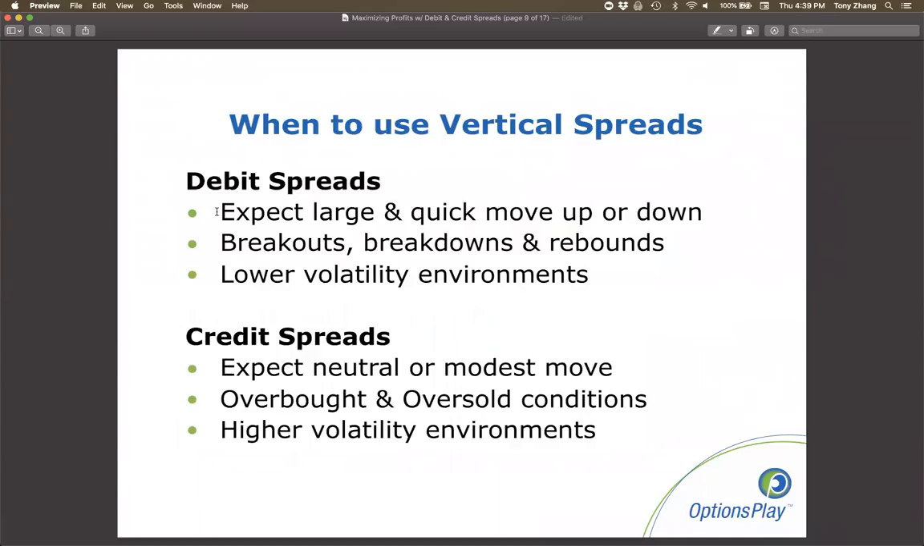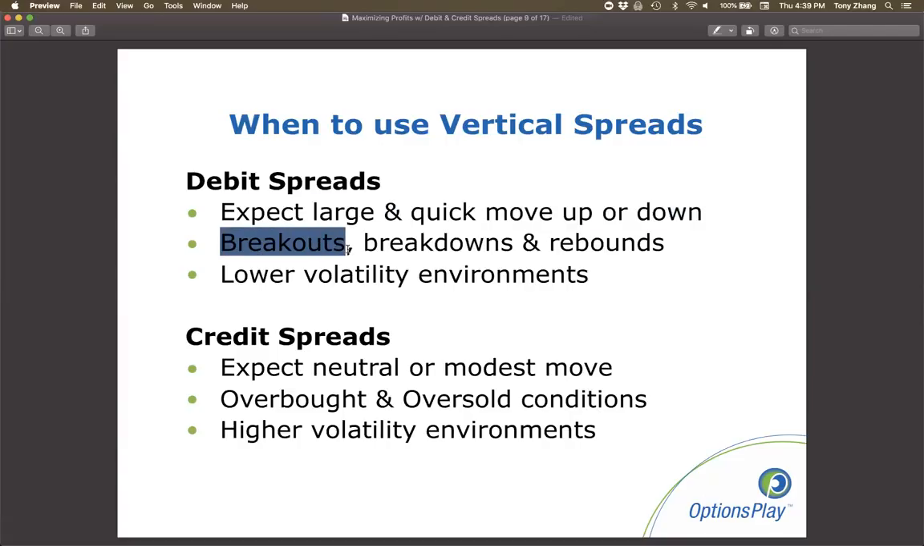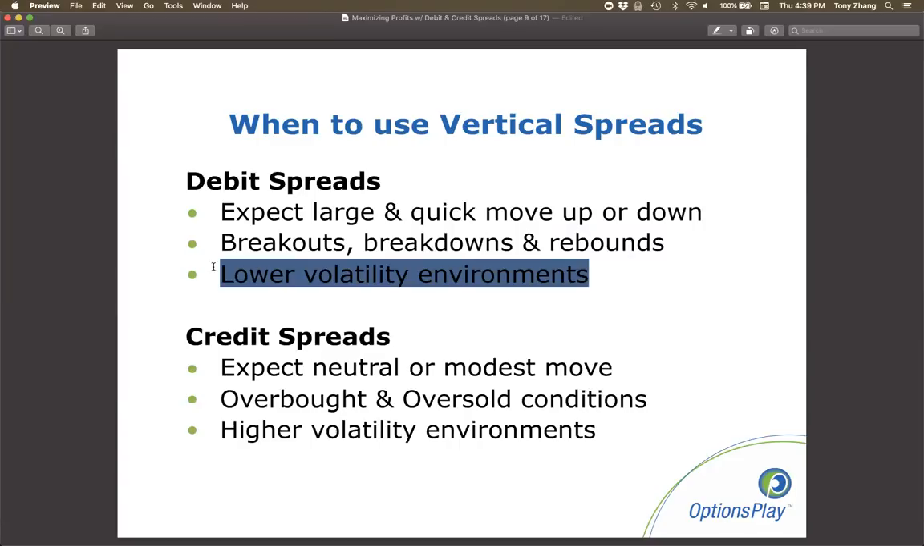So on a debit spread, this is really when you're expecting a large, quick move in one direction or another. Think about when you would buy a call, when you would buy a put. You do that when you expect the stock's going to make a big move in the near future. This is really good for when you see a stock is about to break out of a range or break down from a range, or you're seeing it rebounding off of a support or resistance level like we currently see in Apple. These are generally ideal for lower volatility environments.